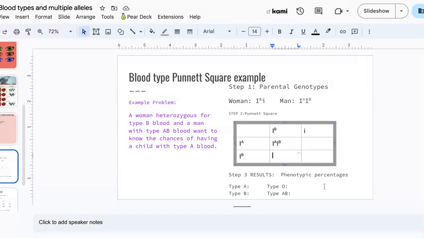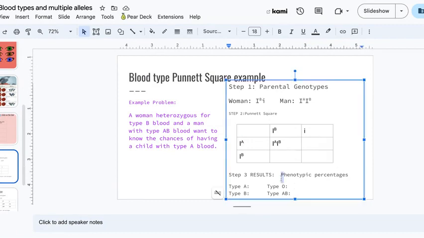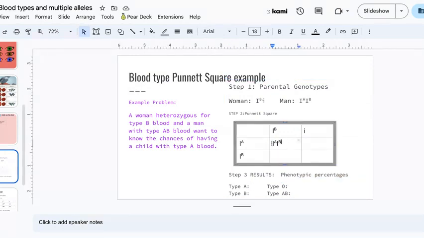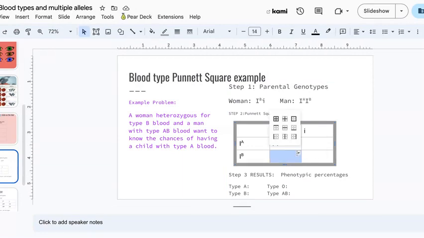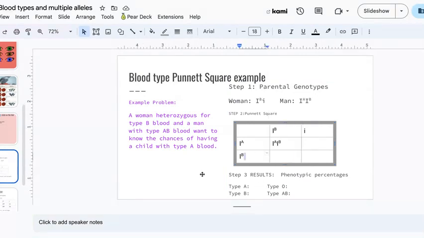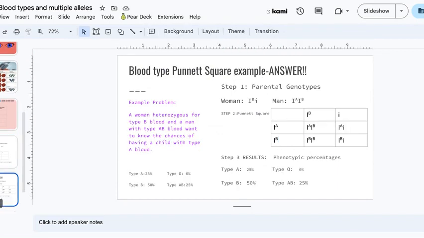Please take a few seconds, fill out the rest of the box, and you can pause the video if you want to give yourself a chance to finish up your Punnett square. And then you're going to figure out the phenotypic percentages. I don't want to ruin it for you, but you're going to look at each offspring option and determine what are the chances out of 4, and then you can figure out the percent from there. So the answers are actually on the next slide.